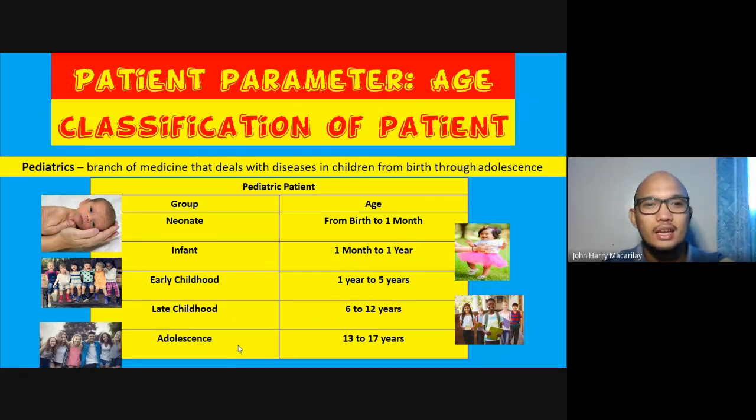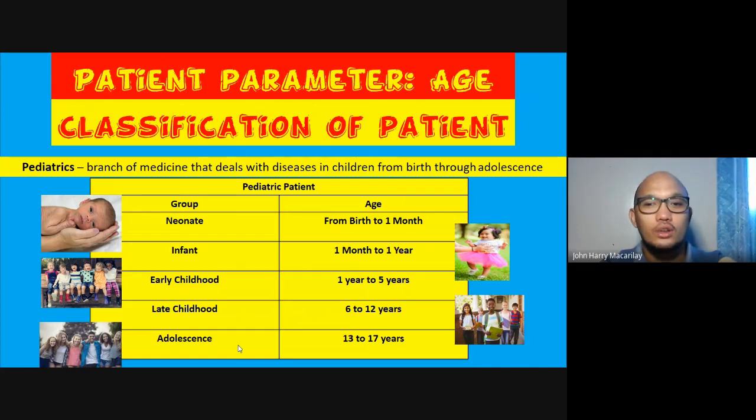When you say pediatrics, it is a branch of medicine that deals with the diseases in children from birth through to adolescence. So here are the age group and the category. For the neonate, the age group is from birth to 1 month. You have also infant, from 1 month to 1 year. Also have early childhood from 1 year to 5 years old. You have late childhood, 6 to 12 years old. And then the last one is 13 to 17 years old, which is your adolescence.